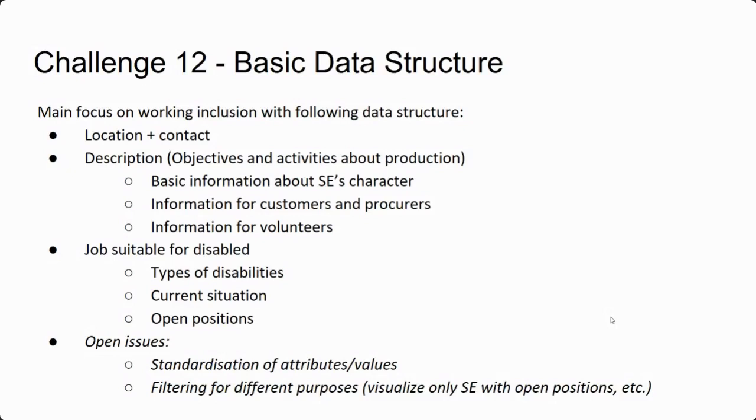So it will be in text format, in some description, probably also, as you saw already in other challenges, some pictures, probably videos. And then the information about jobs, meaning what kind of job requirements are there in the social enterprise, what type of disabilities are suitable for this job position, what is the current situation, how many people are already working in the social enterprise or social farm, what open positions are in place. So somehow to visualize this information for these potential disabled workers.